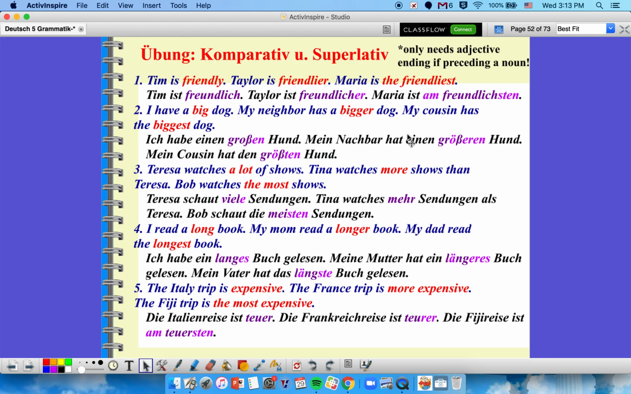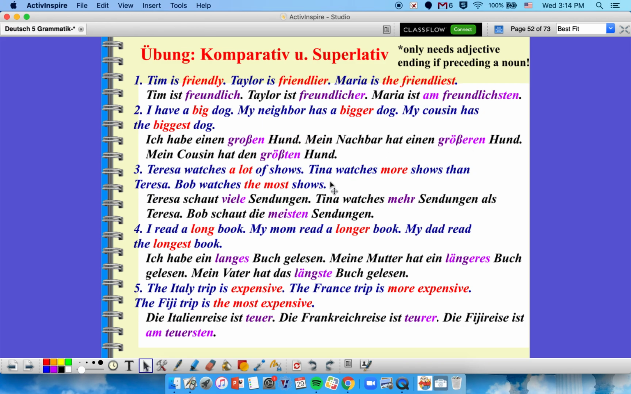So we see here groß, größer, and größte, but then we have to add the endings. So einen is changed, so einen großen Hund. Again, einen is changed, so größeren Hund. And then den, also changed, so größten Hund. So we're seeing those en endings there because of the changed articles.